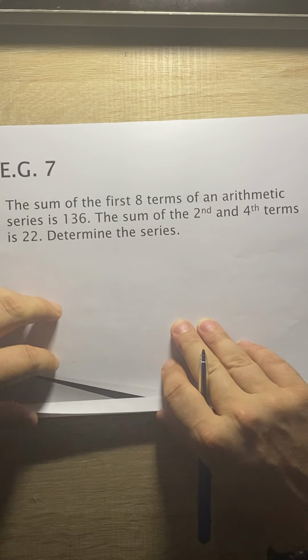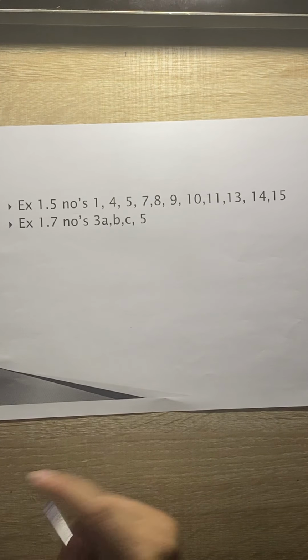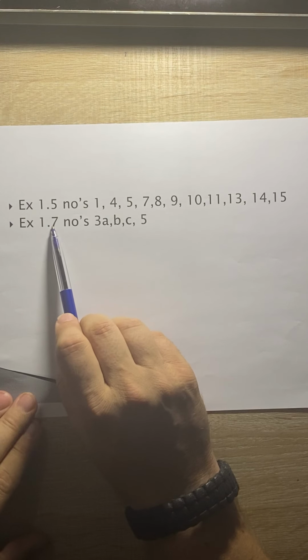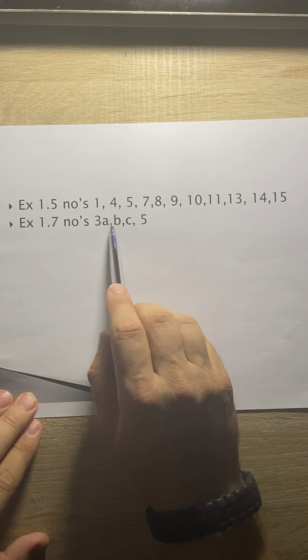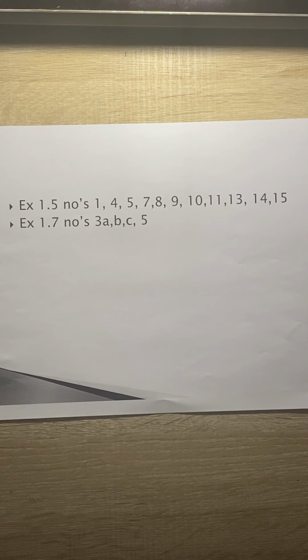All right, grade 12s. What I would like you to do for homework is the second part over here, exercise 1.7, number 3, a, b, c, and 5 for me, please. Thank you.